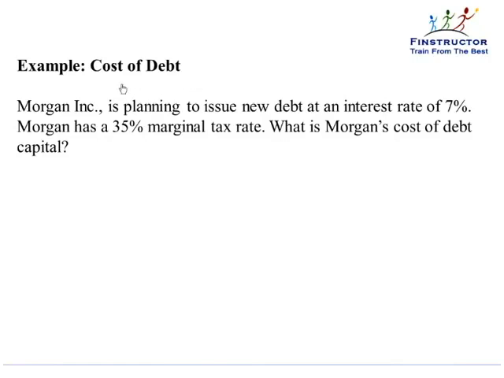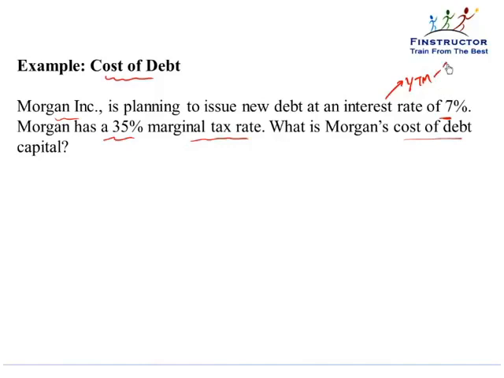So let's review the concept of cost of debt. Morgan Incorporated is planning to issue new debt at an interest rate of 7%, and Morgan has a 35% marginal tax rate. What is Morgan's cost of debt capital? So interest rate, you can assume here, is the yield to maturity on the debt. This yield to maturity will depend on many things.